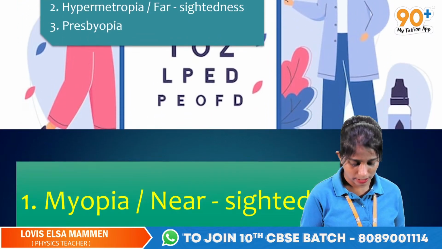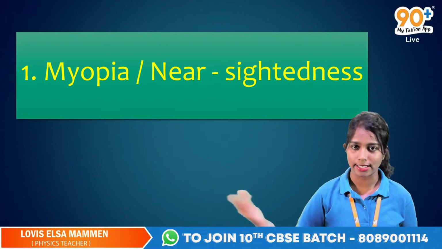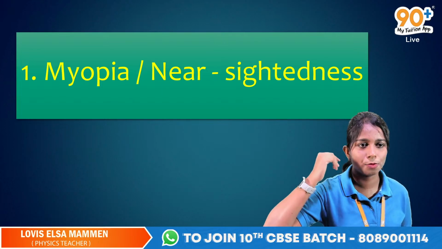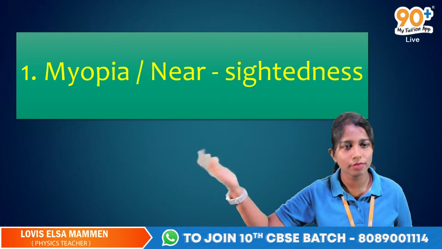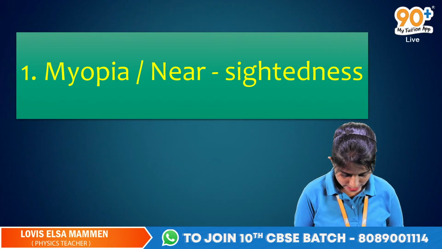So we will start with myopia or nearsightedness, or it is called short-sightedness. Okay, we'll see an animation. Actually I told you about myopia, but we'll discuss it once again in order to recollect what we are studying.